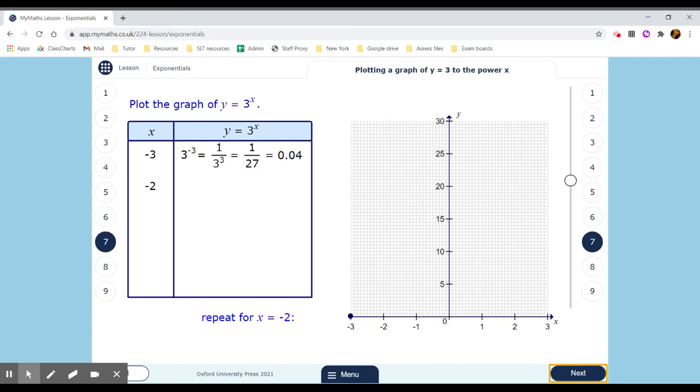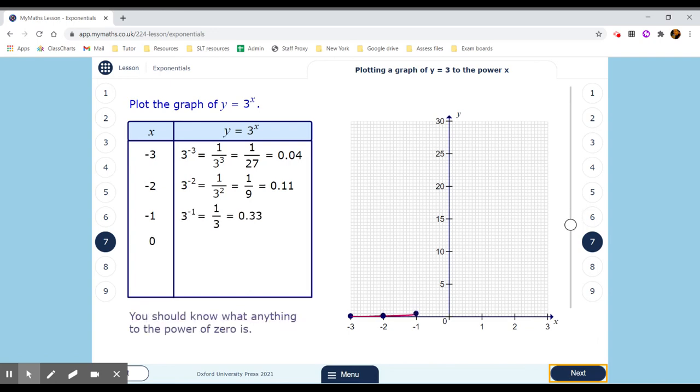We do the same then with x equals -2. So I'm going to get 3 to the power of -2. That's going to give me 0.1 recurring, so to 2 decimal places, because remember, you can't plot these particularly accurately. You've just got to do the best you can with these tiny numbers. That's going to be 0.11. You'll see on the graph, it's starting to plot those points as we go through them. The next one is x equals -1, so 3 to the power of -1. That's going to give us a third, or 0.3 recurring, so to 2 decimal places, 0.33.